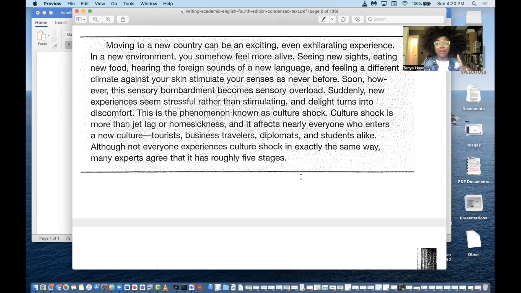So this is a funnel introduction where it started with a general statement talking about moving to a new country. Then they went from that, moving to a new country, to what's in a new environment. Then they started to talk about the new sights, and then they went all the way down into culture shock. And then they gave you the thesis statement, which is that it has 5 stages. So that would be the funnel.